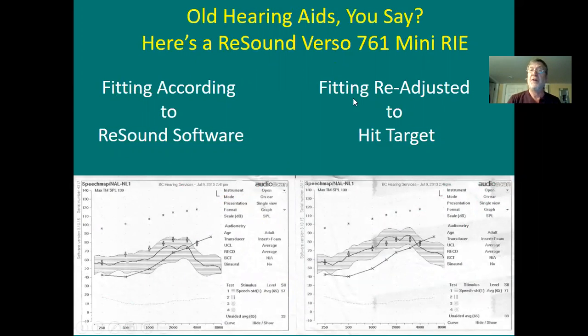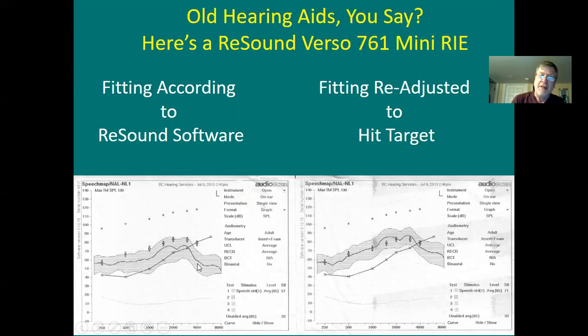I'm showing you old results. You might say, old hearing aids, you say? Well, here's a hearing aid from today, from Resound, fitting according to Resound software on the left. Here's the targets. Here's NAL-1, threshold, loudness discomfort levels, NAL-1 targets. Look at closely. And here's what the manufacturer did. Look at this.